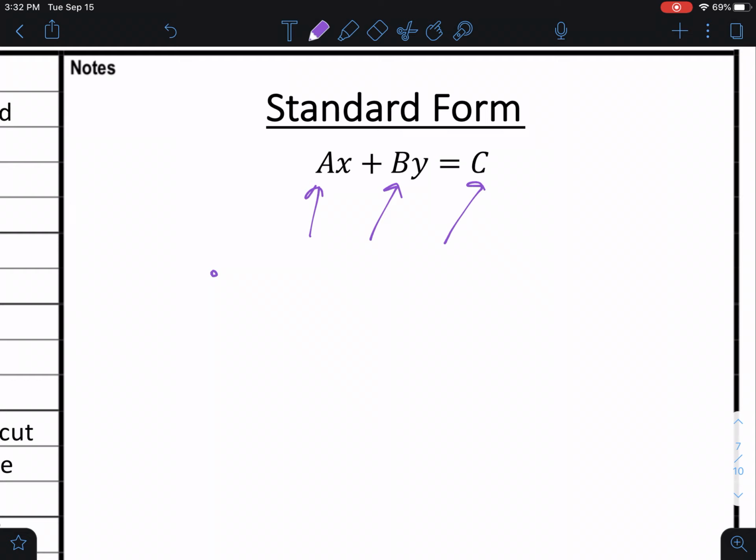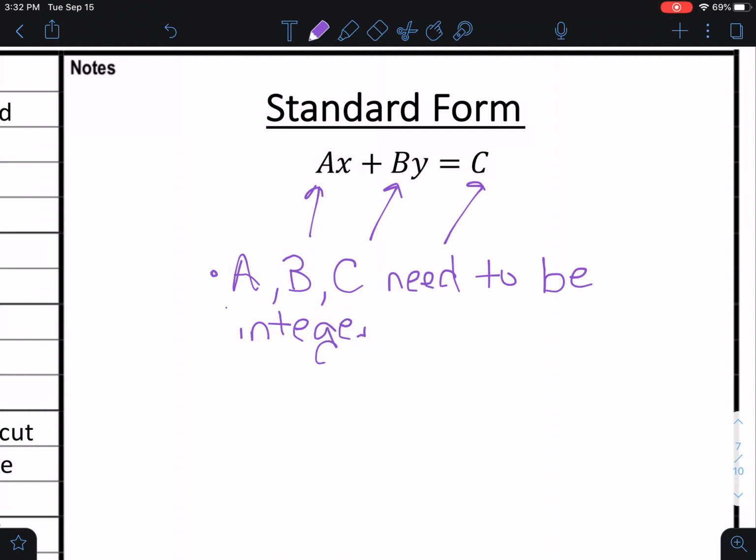So a, b, and c need to be integers. Also, a must be positive.